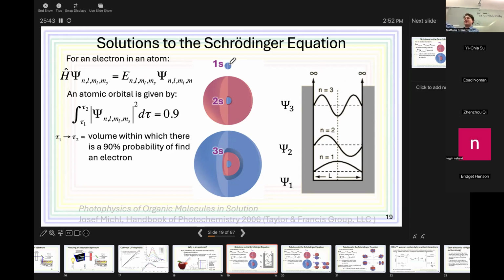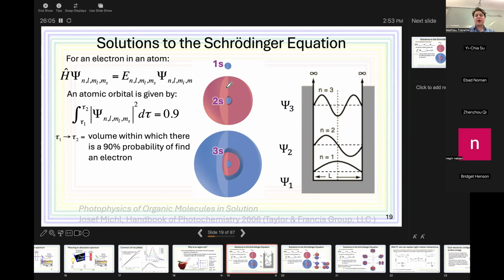Then once that penthouse is occupied, you have to go to the 2s orbital, and then you have one node. That one node happens to be a spherical node rather than just a point node as in the string experiment. And then you have 3s, which has 2 spherical nodes, 4s, and so on, right? So you're just increasing the number of nodes.